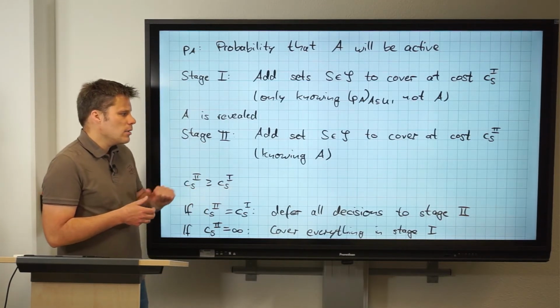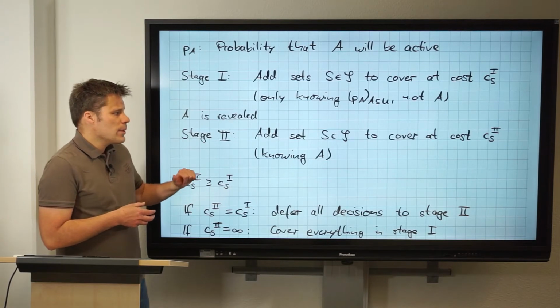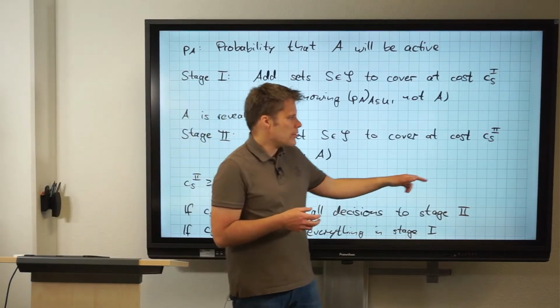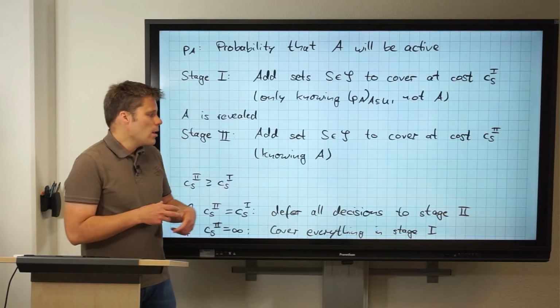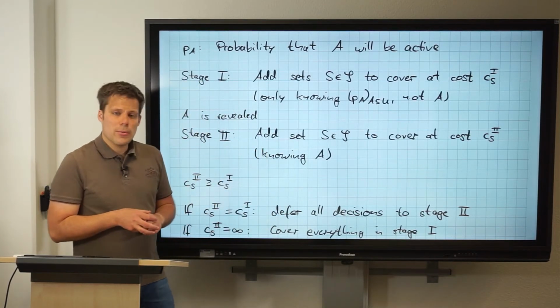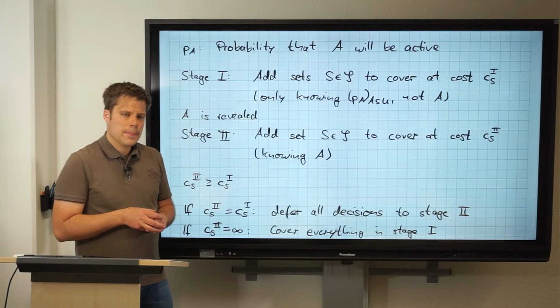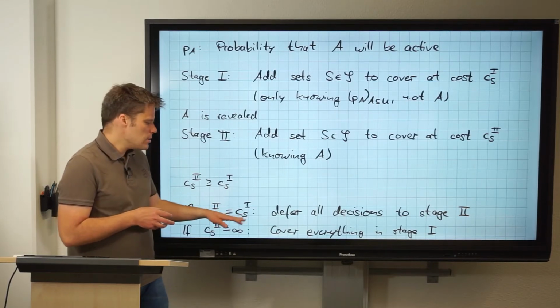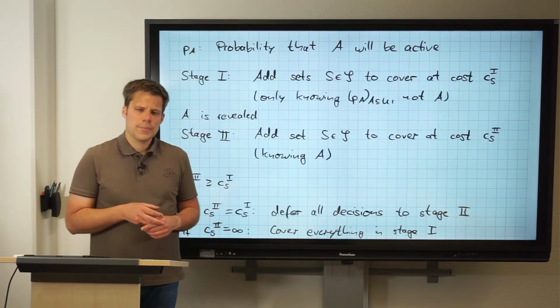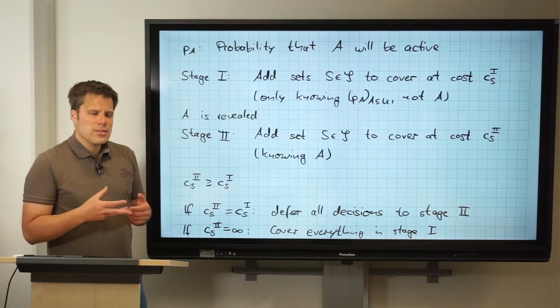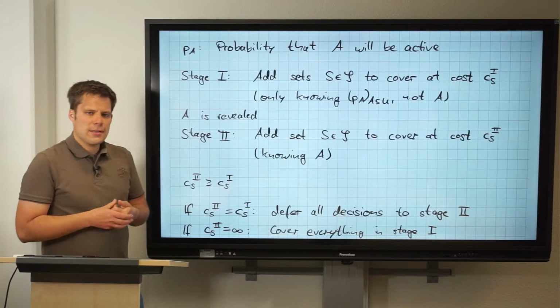But then the costs are of course higher. The costs are then C2. But we have the advantage that we know what we'll have to cover. And the two extreme cases here are that the first stage and the second stage costs are identical. Well, then there's no point in doing anything in the first stage.